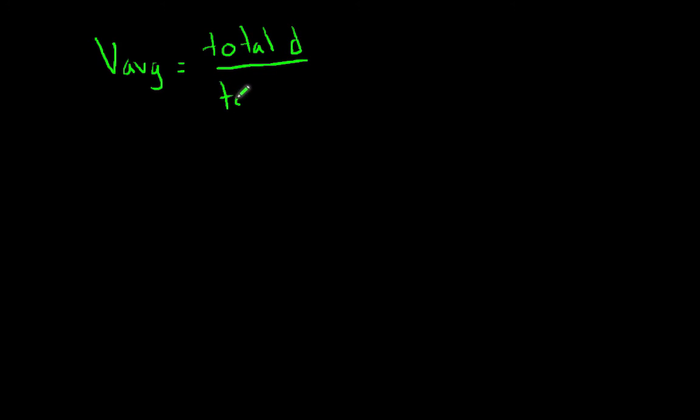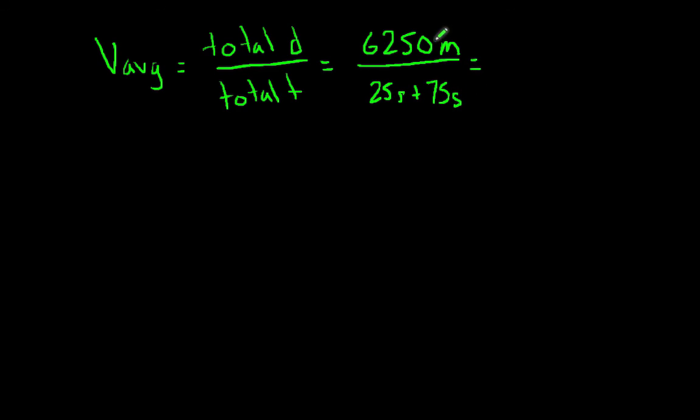This equals 6,250 meters. So the average speed, total distance over total time, is 6,250 meters divided by total time, which is 25 plus 75 seconds. This equals 63 meters per second, which is the average speed for the trip.